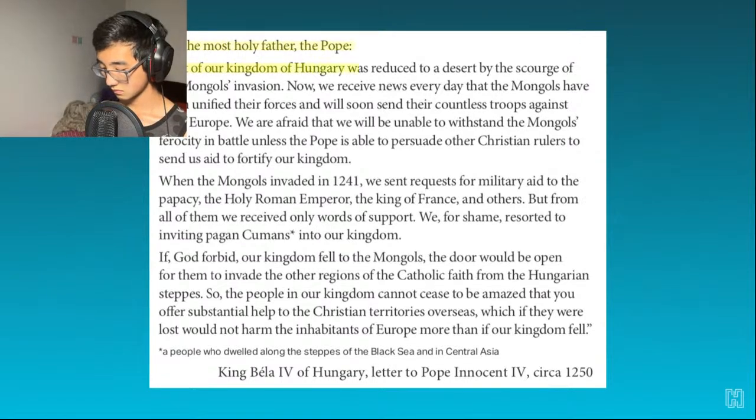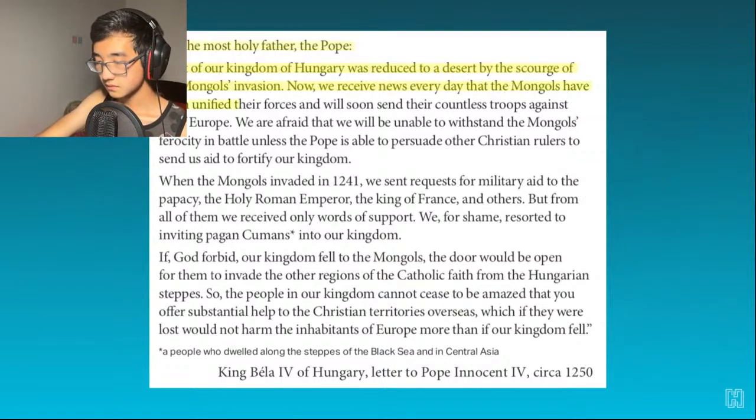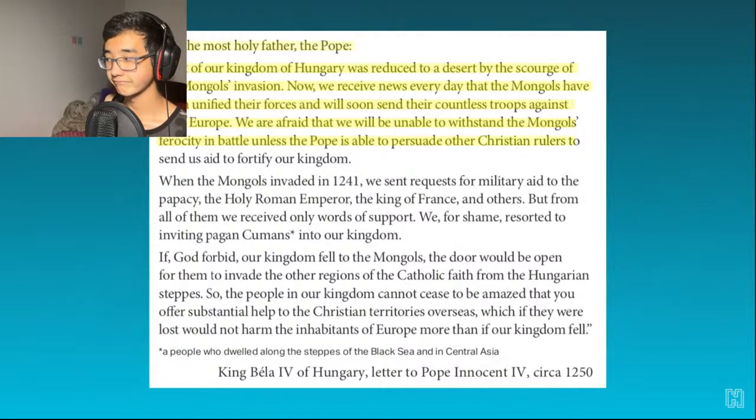Most of our kingdom of Hungary was reduced to a desert by the scourge of the Mongols' invasion. Now, we receive news every day that the Mongols have again unified their forces and will soon send their countless troops against all of Europe. We are afraid that we will be unable to withstand the Mongols' ferocity in battle unless the Pope is able to persuade other Christian rulers to send us aid to fortify our kingdom.